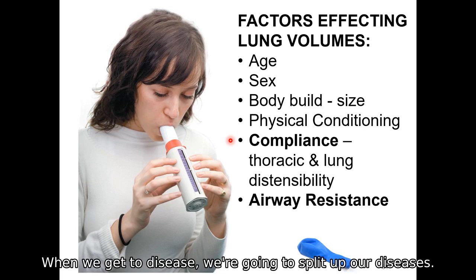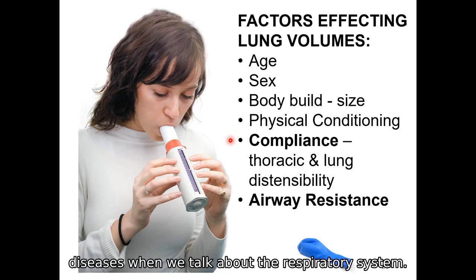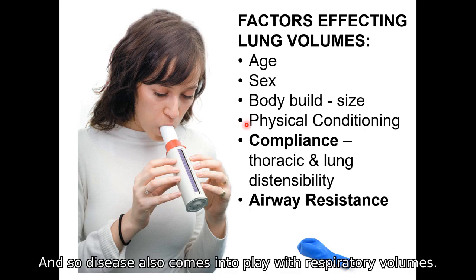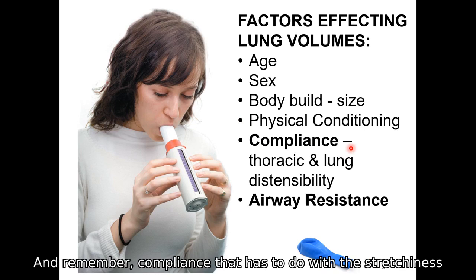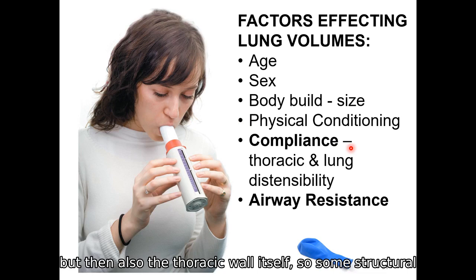When we get to disease, we're going to split up our diseases. Typically, they're either obstructive diseases or they're restricted diseases when we talk about the respiratory system. And so disease also comes into play with respiratory volumes. And remember, compliance, that has to do with the stretchiness or distendability, ease of stretch of the lung tissue, but then also the thoracic wall itself.